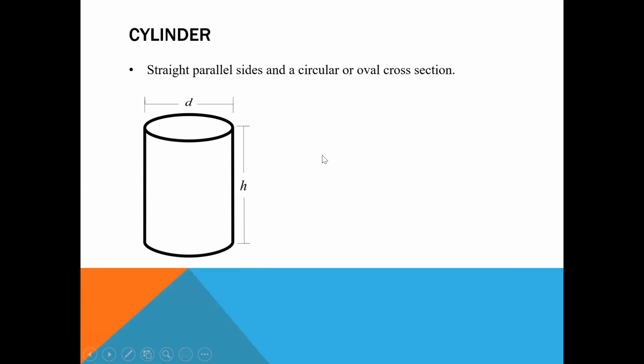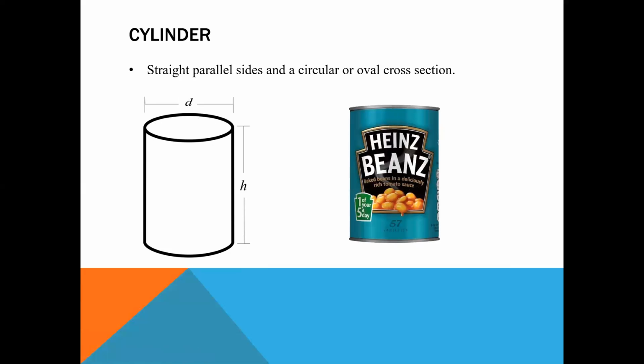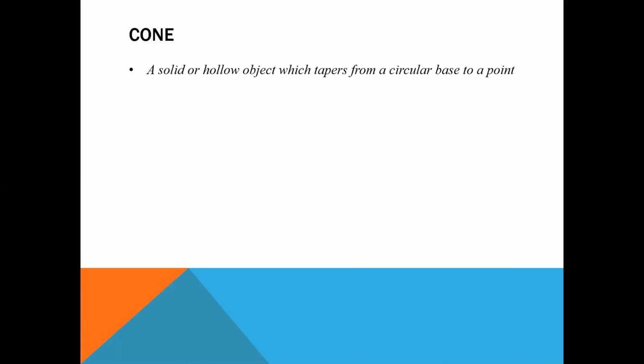Have you seen something like this, children? What about a can of beans? There you go. This shape is called a cylinder. And finally, we have the cone.